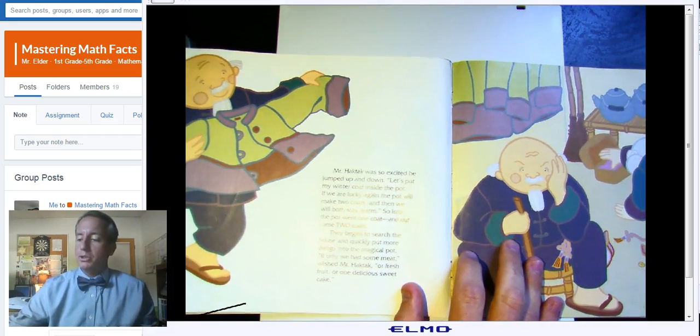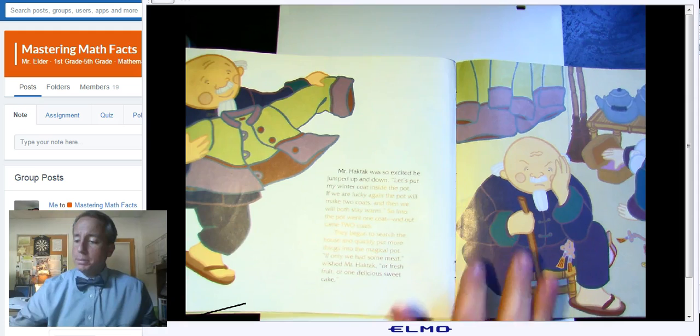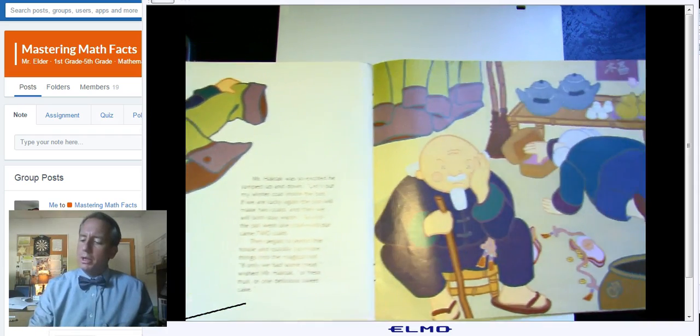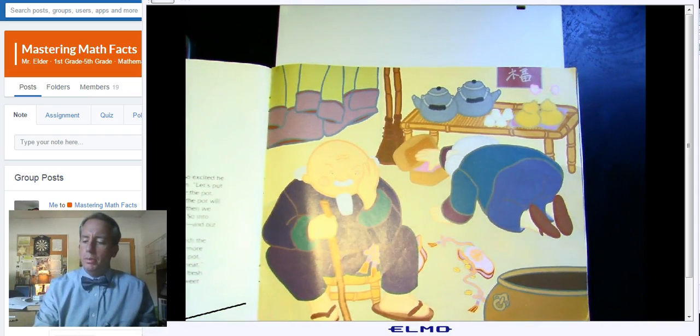Mr. Hacktack was so excited he jumped up and down. "Let's put my winter coat inside the pot. If we're lucky again, the pot will make 2 coats, and then we'll both stay warm." So into the pot went 1 coat, and out came 2 coats. They began to search the house and quickly put more and more things into the magical pot.